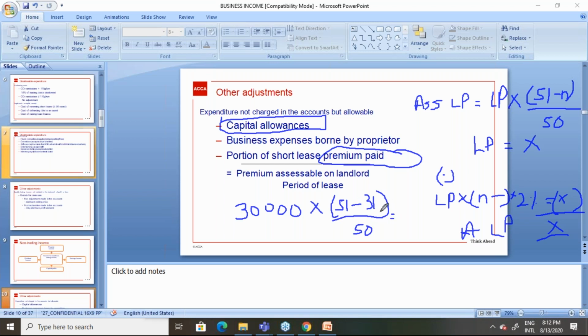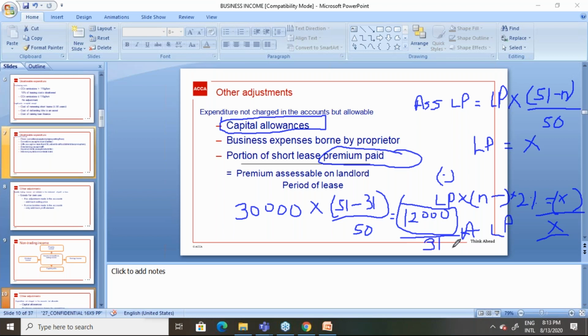So here 51 minus 31 is 20. Here you get £12,000. So this is the assessable lease premium. So over 31 years time period, you can claim £12,000 as an allowable expenditure. That means every year you can claim 12,000 divided by 31 as an allowable expenditure.